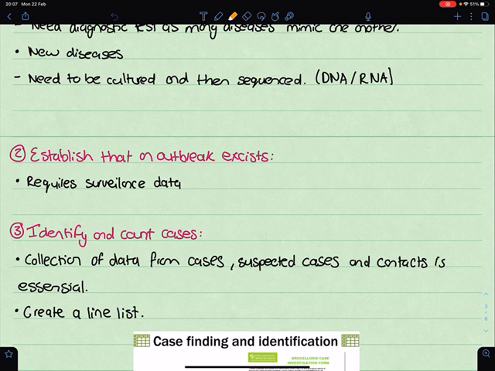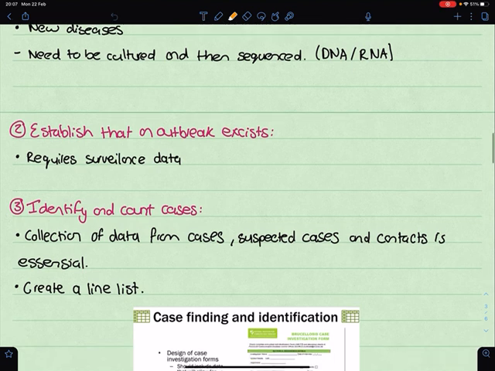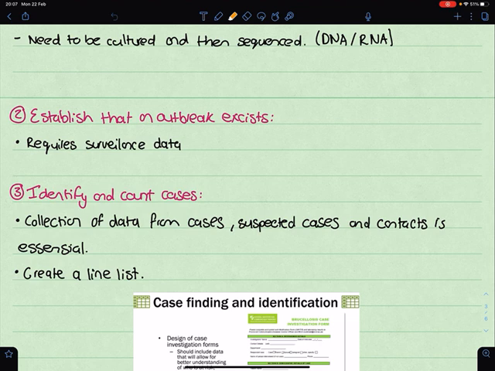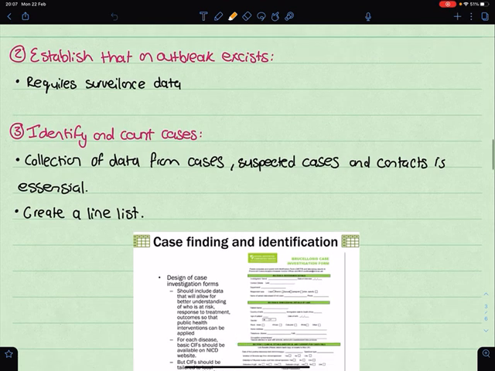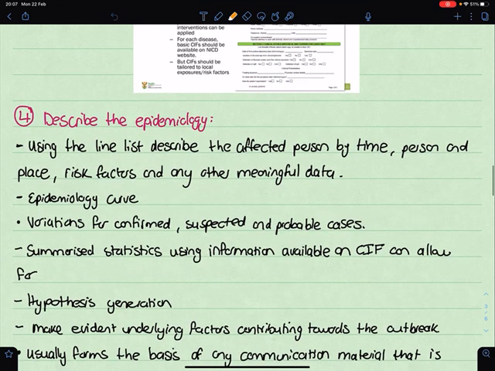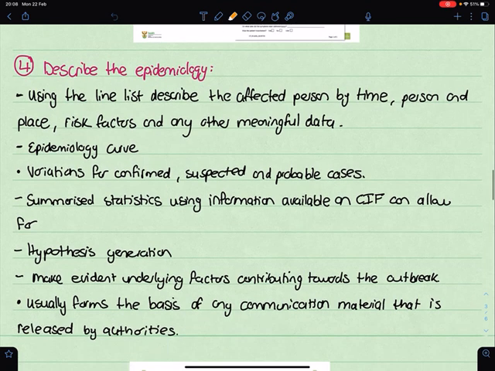So it just requires surveillance data. You just compare it to the expected amount. If it's more, then an outbreak has occurred. And then you identify and count cases, and you will create a line list. Then you will describe the epidemiology. So you'll use that line list, and you'll describe the affected persons by time, place, risk factors, and any other meaningful data. You'll create an epidemiological curve.